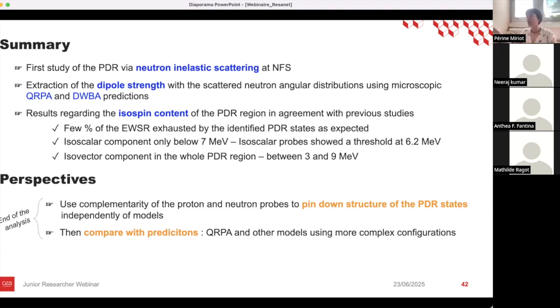And regarding the experiments, a letter of intent was deposited for a next experiment for the study of the PDR at NFS, maybe on 208Bi.